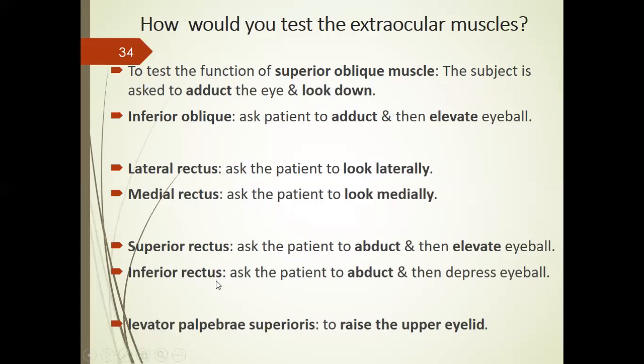So if you ask the patient to abduct and depress the eyeball, and the patient can do it, the inferior rectus is acting normally. And for the levator palpebrae superioris muscle, the patient is asked to raise the upper eyelid. If there is paralysis of the levator palpebrae superioris, the upper eyelid will be drooping downwards. That condition is clinically called ptosis, or drooping of the eyelid.